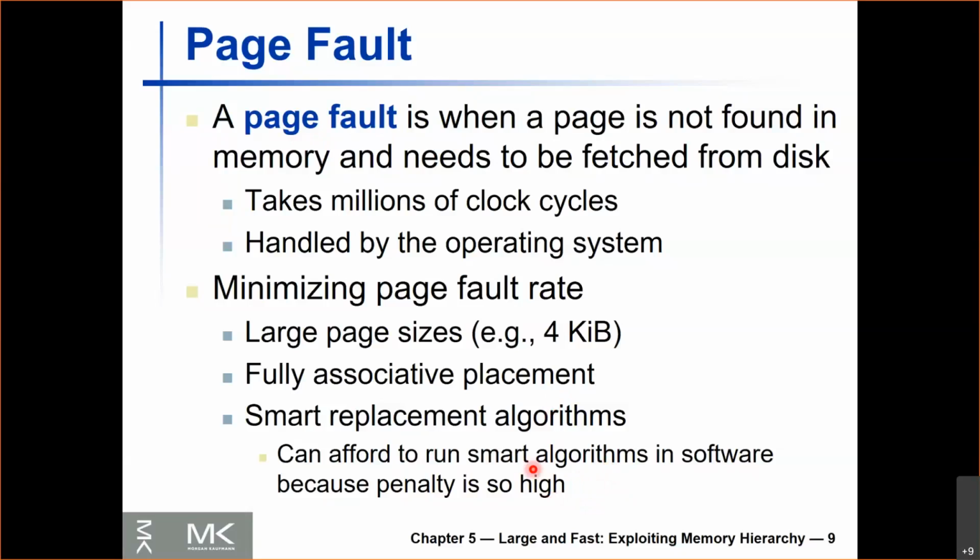Running a smart algorithm in hardware is going to be quite expensive, and that is why we run it in software. If we put all this hardware in to run these algorithms, they will take up a lot of area, and we don't want to do that. We can afford to use smart algorithms because the page fault penalty is so high. If a page fault is millions of cycles, then it's worth spending a few thousand cycles to run a smart algorithm to choose the replacement, to avoid paying the millions of cycles due to a page fault. So this is the reasoning behind why we use smart replacement algorithms in software for pages.